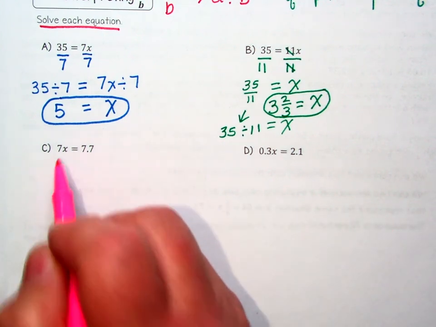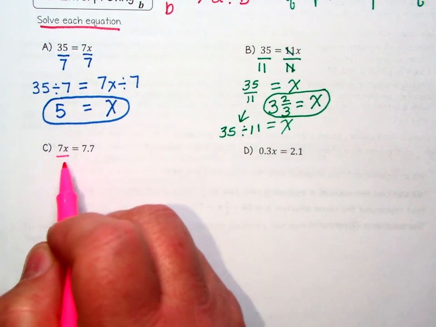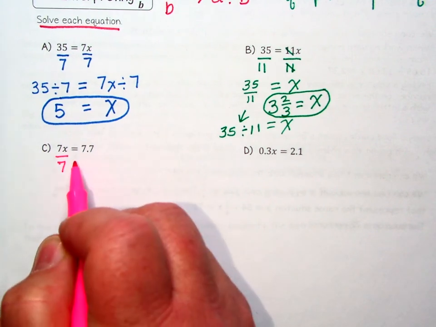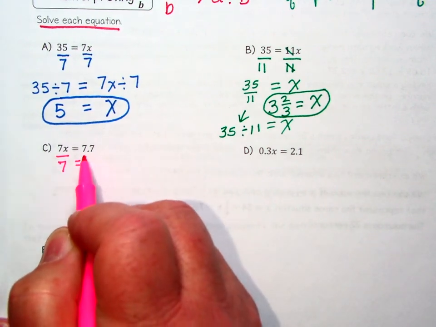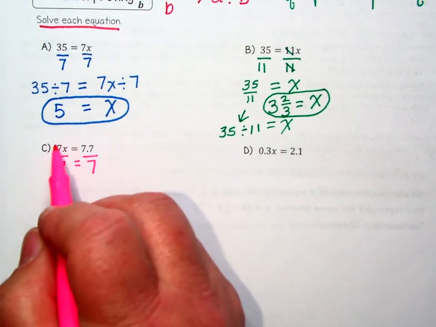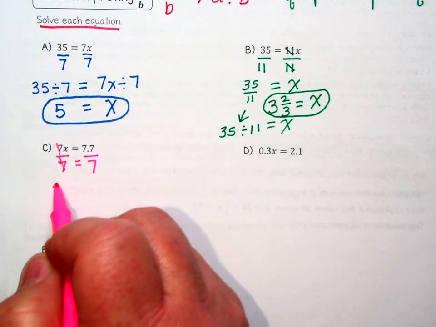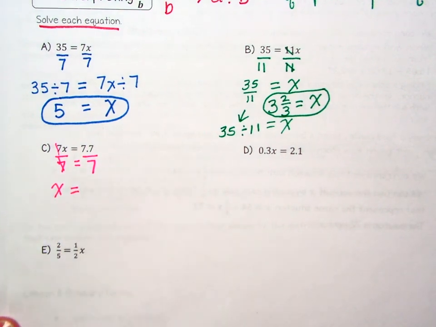I want to know what 1x equals, not 7x. So I'm going to divide that side by 7. But then I also have to divide the other side by 7. So 7 divided by 7 is 1. That leaves me with 1x. It's exactly what I want.